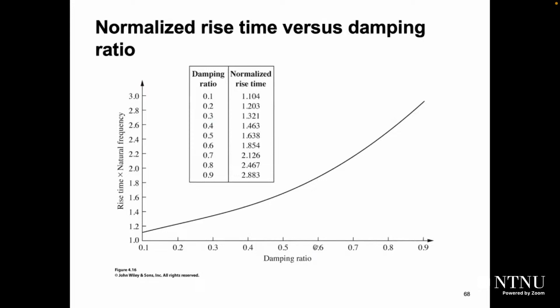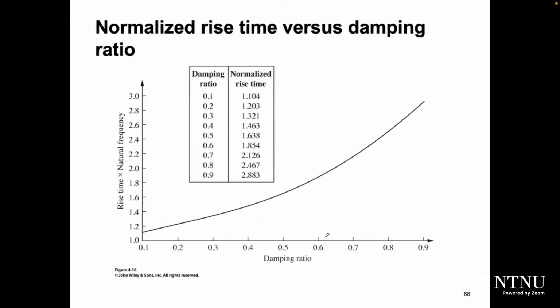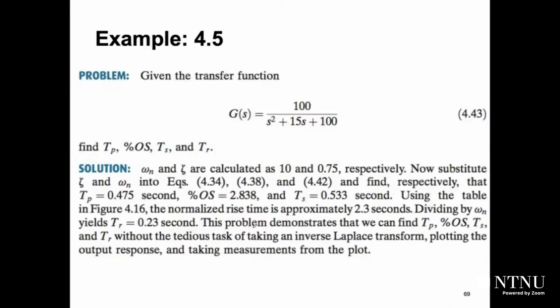And on the x-axis, we have the damping ratio. We need to find the damping ratio. So if you need to achieve some certain rise time, multiply it by the natural frequency, and you will get maybe this zeta value, right? Which can help you to get this rise time. So we need to take an example. So we have this example.